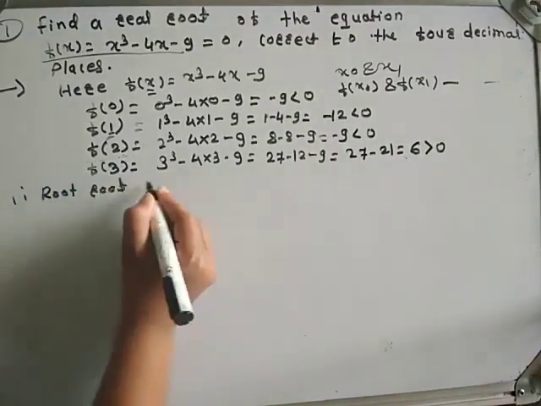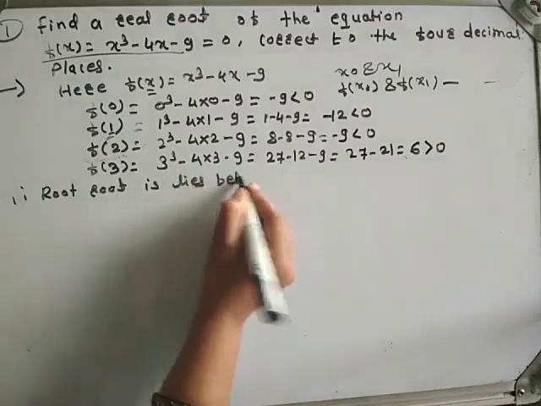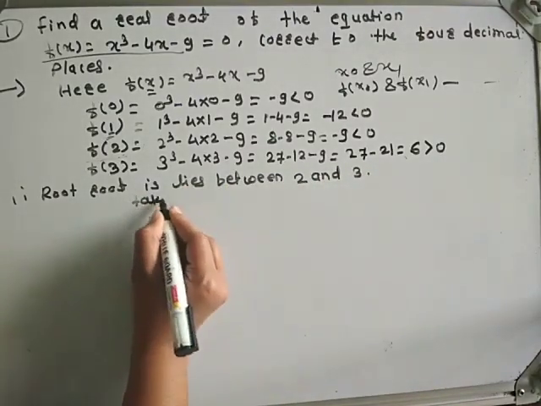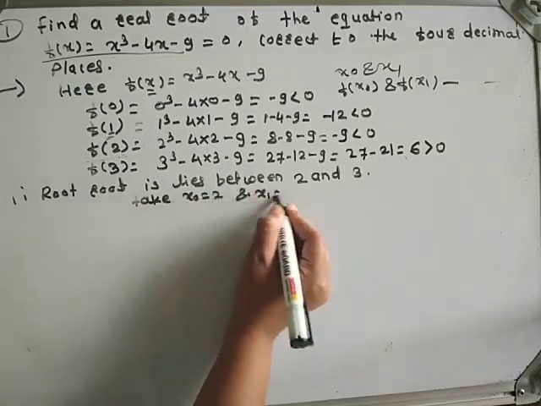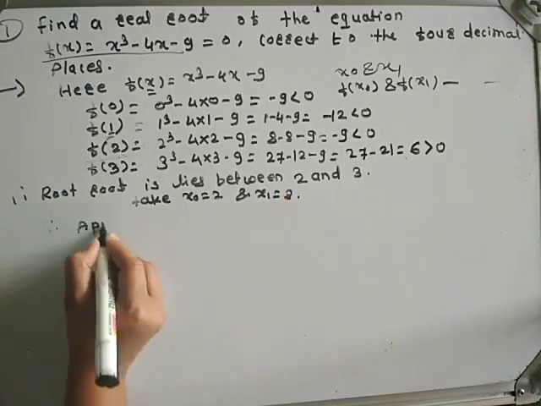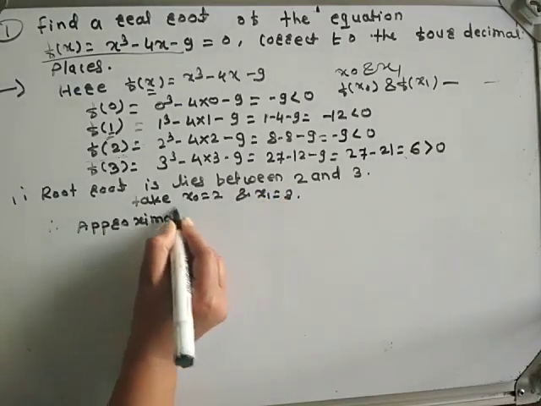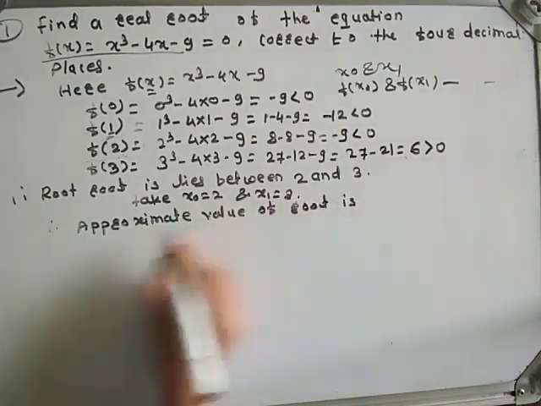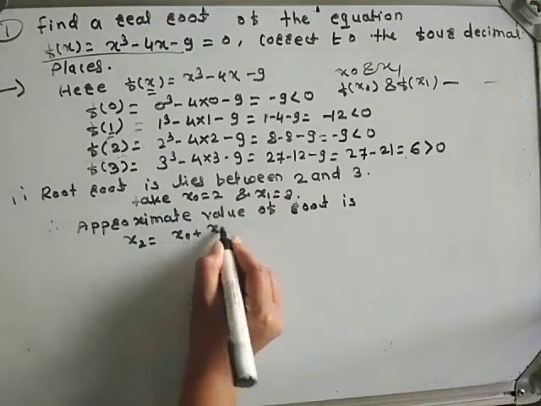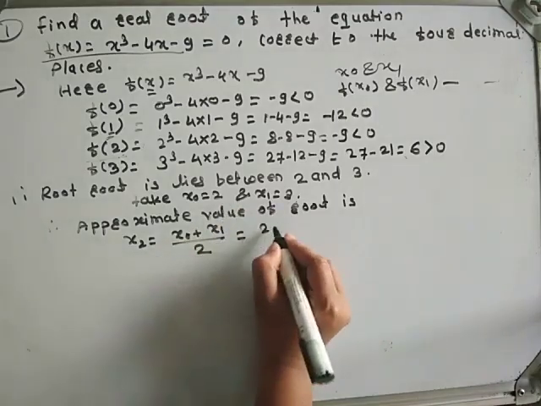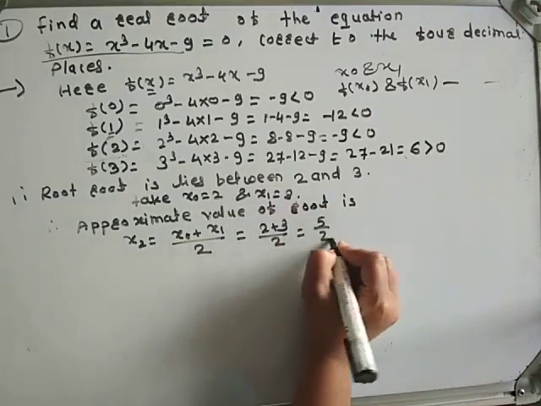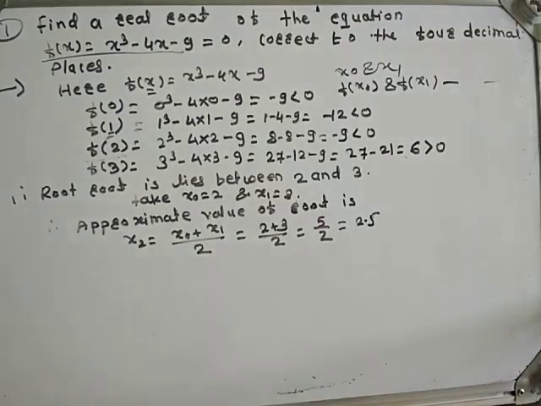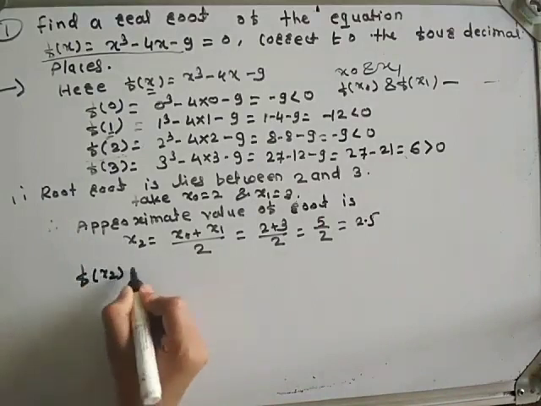Take x0 equals 2 and x1 equals 3. Therefore, the approximate value of the root is x2 equals x0 plus x1 upon 2, which equals 2 plus 3 upon 2, which equals 5 by 2, which is nothing but 2.5. Find the value of f at x2.